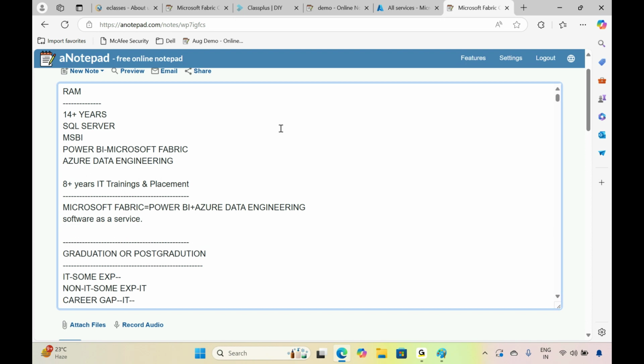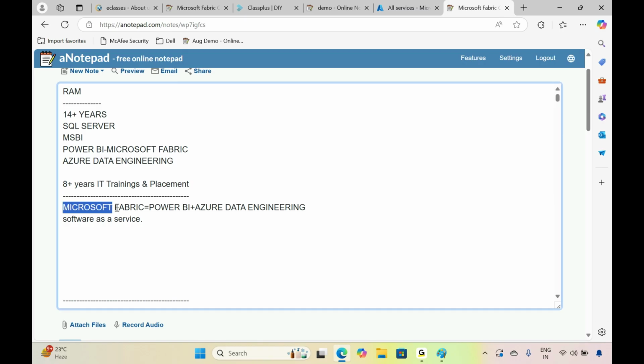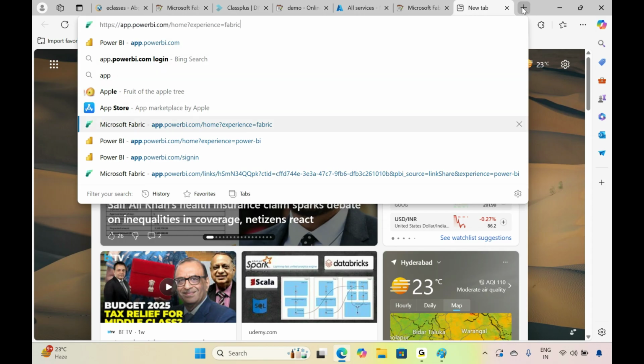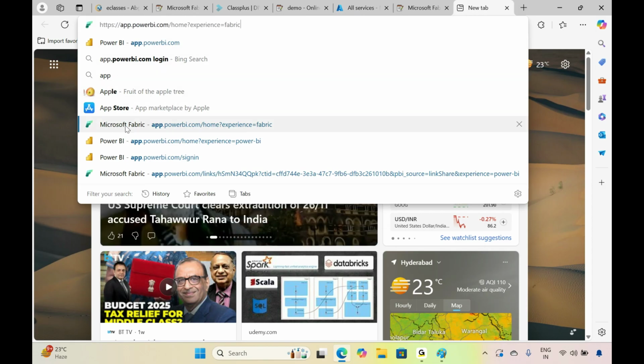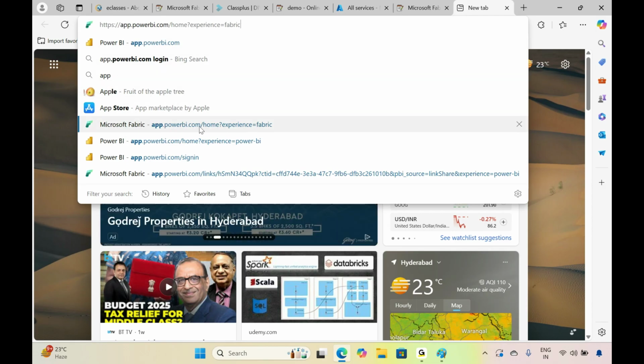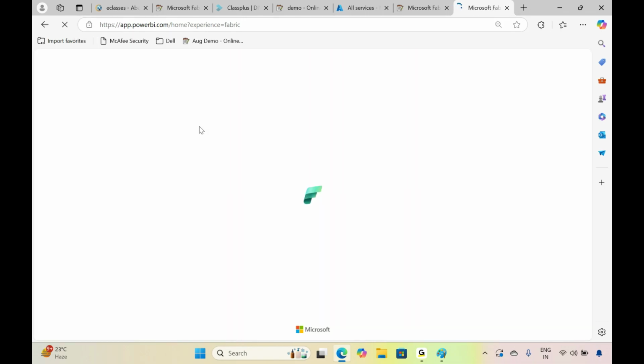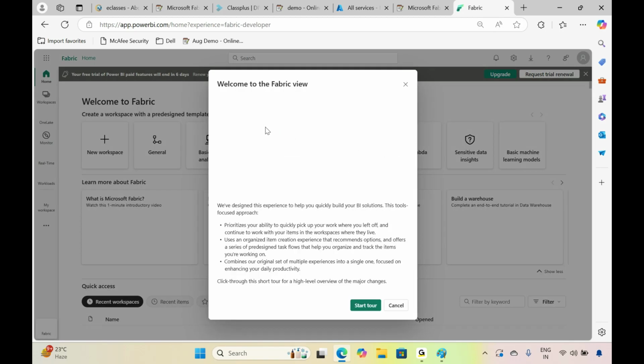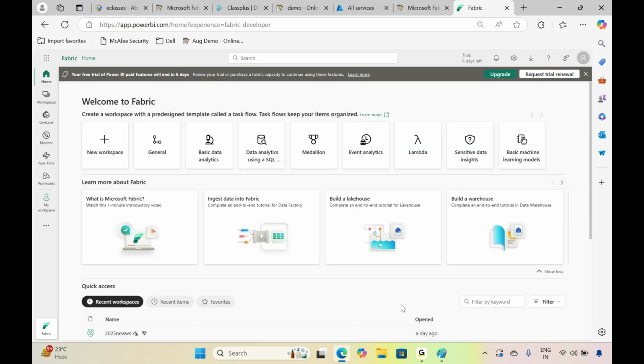You are just logging into a portal. So how to log into the Microsoft Fabric portal? Simply go to Google, app.powerbi.com. Here you can see Microsoft Fabric means app.powerbi.com only. Simply you need to log into this Microsoft Fabric by using an email address and password.